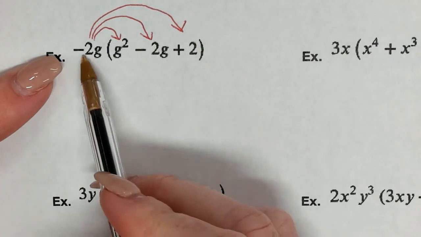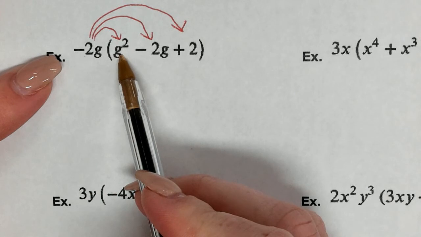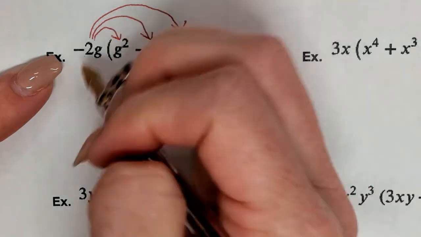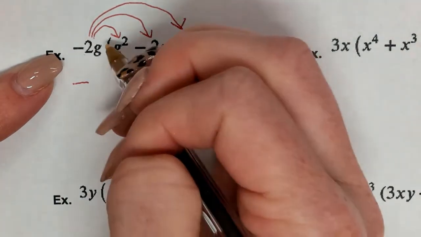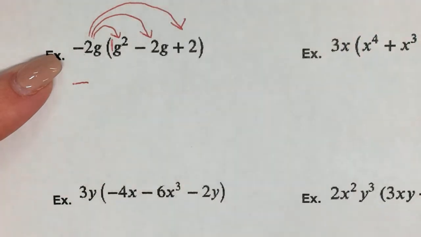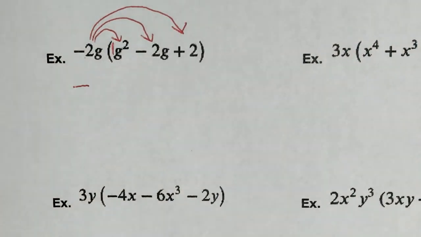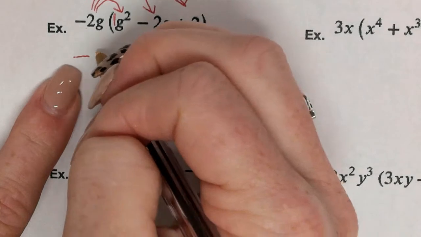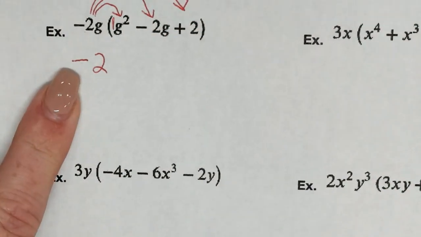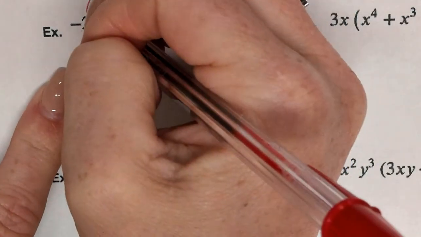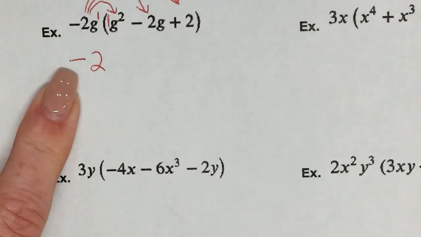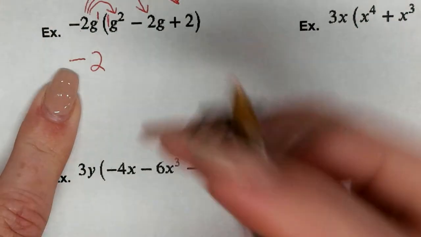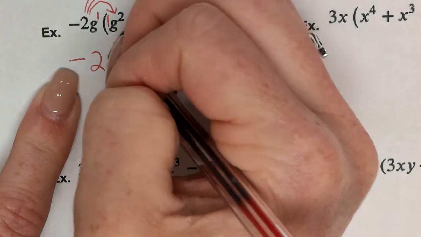Okay? Negative 2 times positive something is going to be a negative. So what's in front of this g? What's negative 2 times 1? So that's why that negative sign is there. What is g to the first power times g to the second power? G to the third, cubed.